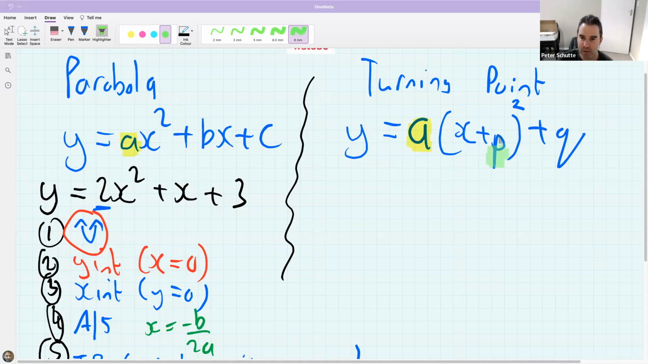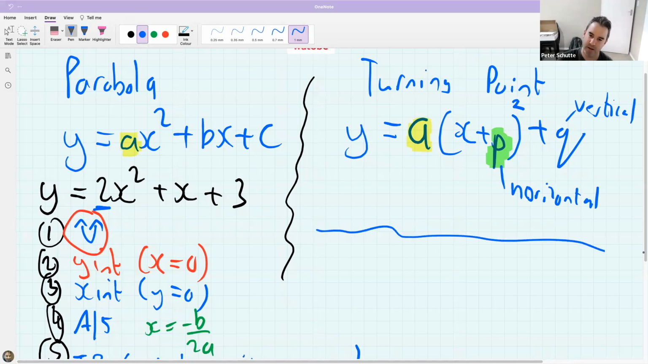Then what does P affect? Who would like to tell me what P affects for the turning point? So let us unmute Segabatso. So the P shows the horizontal shift. Yep, horizontal. And what about the Q? It shows the vertical shift.